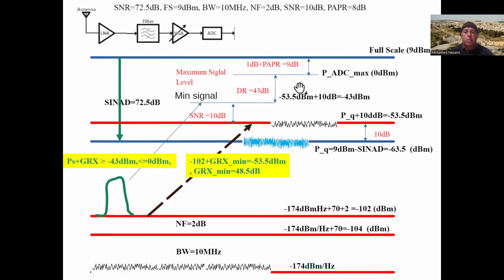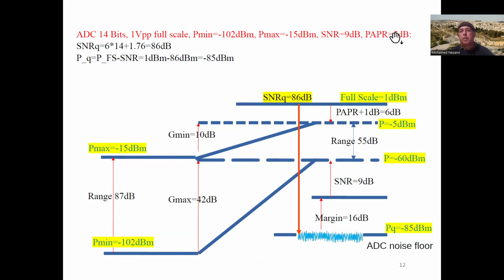Okay, so as you can see here, this is how you budget, manipulate the noise and the quantization noise, the thermal noise, and the minimum and maximum signal level that you're trying to detect, along with the characteristics of the ADC in terms of signal to noise ratio, number of bits, and the sampling frequency as well. Now, let's take another example.